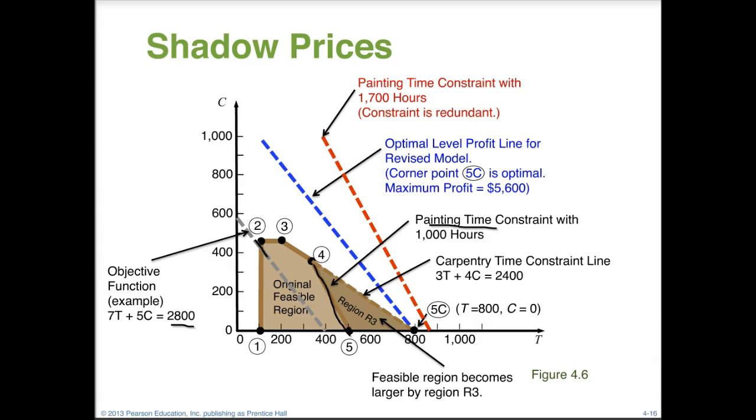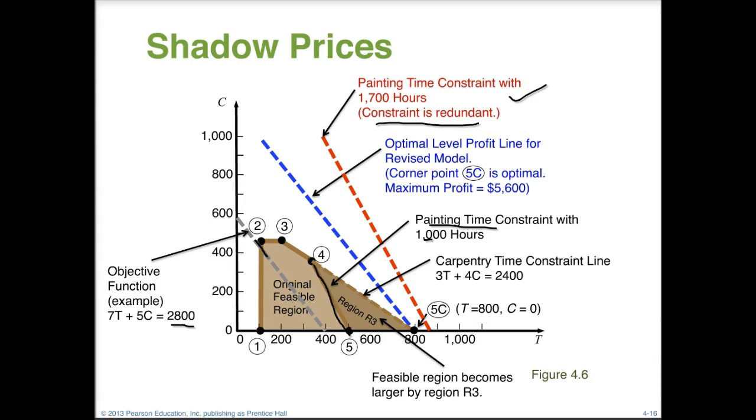This particular line here, again, is our painting hours constraint line, the original one. Okay. The red line is what happens when we change it from 1,000, which is here, to 1,700 hours. And so you see that that line is so far out that it doesn't even intersect the feasibility region. And so in this case, we call that constraint redundant. Basically what that means is that we have so many painting hours that it doesn't really affect anything. Okay? We have enough painting hours to do whatever it is that we want.